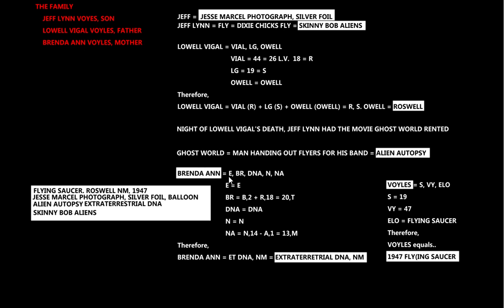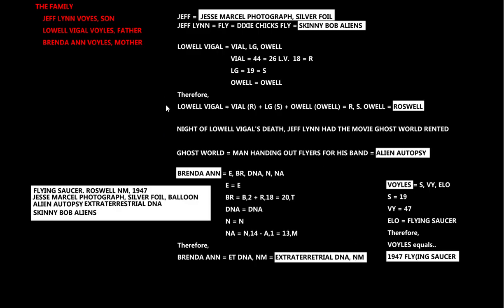The name Brenda becomes E, BR becomes T, DNA, and then N is N, and NA becomes 13, which is M. So we get ET, DNA, NM, which is ET, DNA, NM. ET, DNA, NM can be expanded to extraterrestrial DNA, NM. The last name Boyles translates to 1947 flying saucer. So from Brenda M. Boyles, we get extraterrestrial DNA.